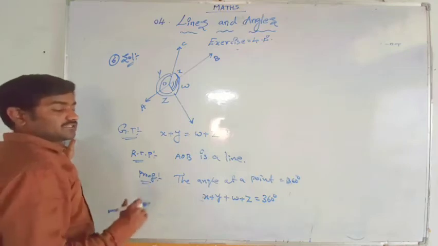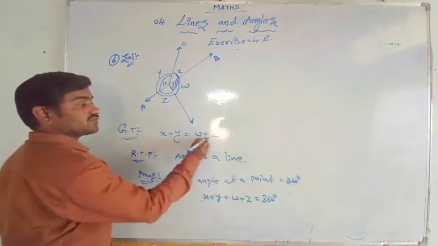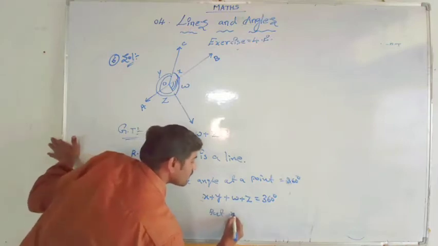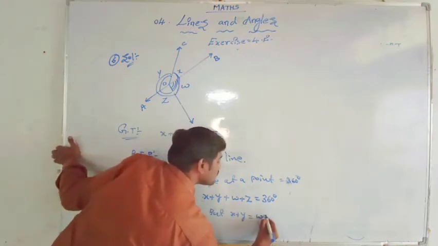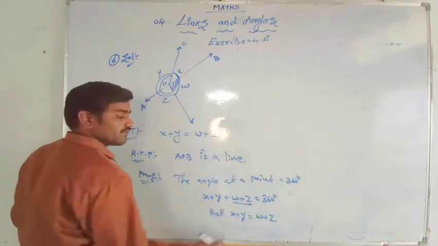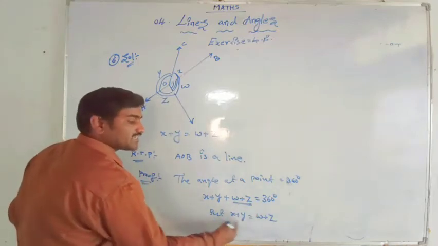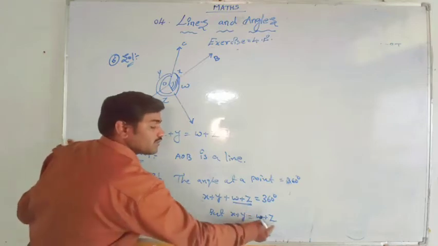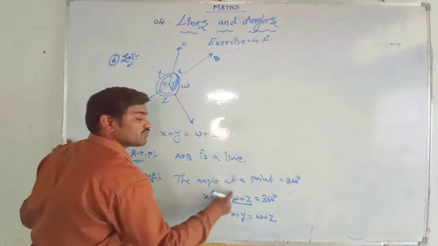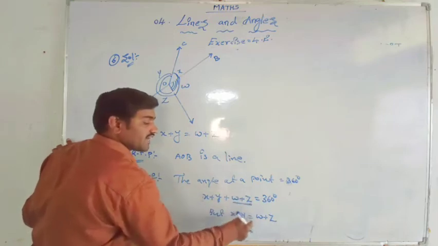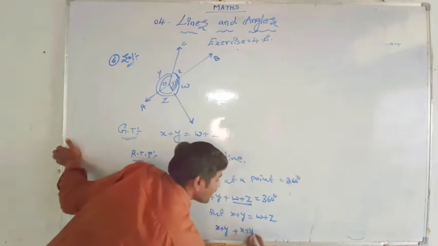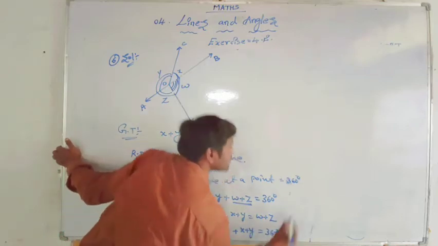In this we know that already x plus y is equal to w plus z. In the place of w plus z, we will write x plus y because both are equal. So x plus y plus x plus y is equal to 360 degrees.